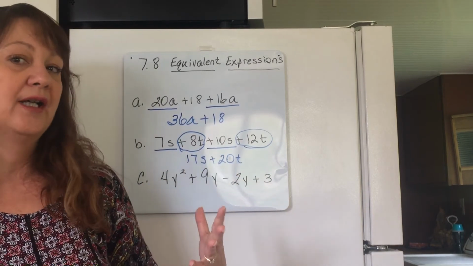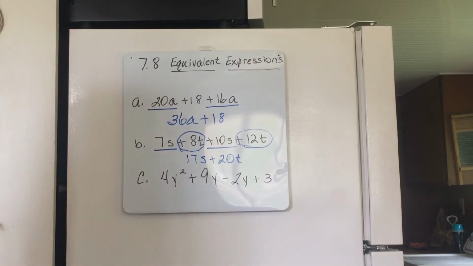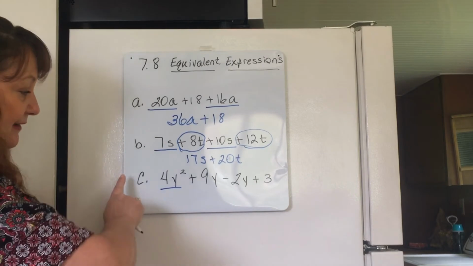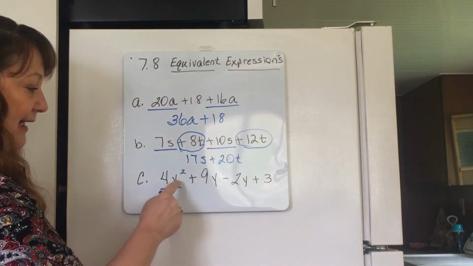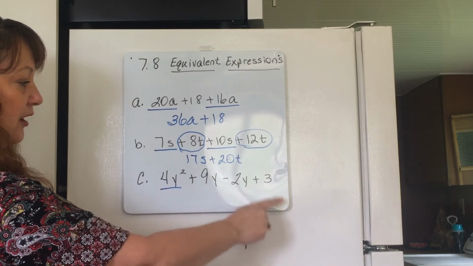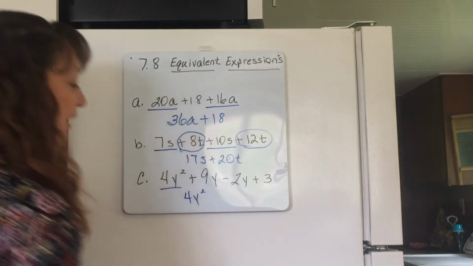Let's look at just one more. Oh my gosh, Miss Shetler, look at all that. That looks so hard. But really it's not. Analyze it first. Here I have a 4y squared. Scan through the rest of it. Is there another term that has a power of 2? No, no, and no. So I'm just going to copy that one down because there's nothing I can do with it.